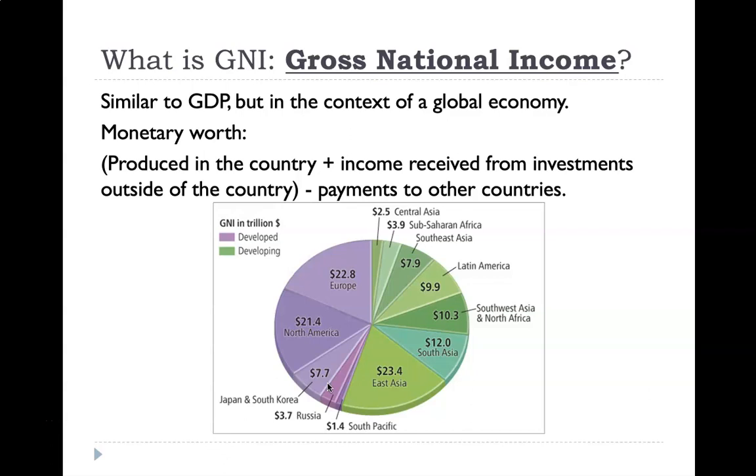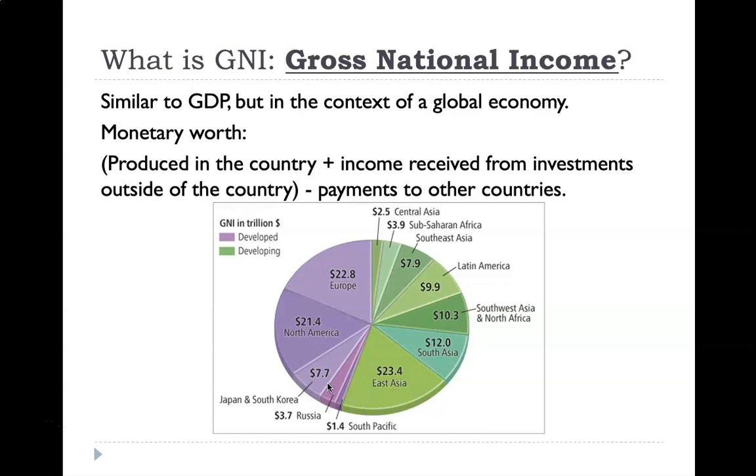So GNI is another important indicator here. Again, it's part of the HDI. So it's similar to GDP, but with context to a global economy. So it's going to use this equation. It's going to talk about all the money that's produced in a country plus the income received from investments outside of the country. Right? So if you have American corporations that are operating overseas, that's going to be included as well. And then you have to subtract payments to other countries. So, it's going to measure whether or not you have a trade gap as well.